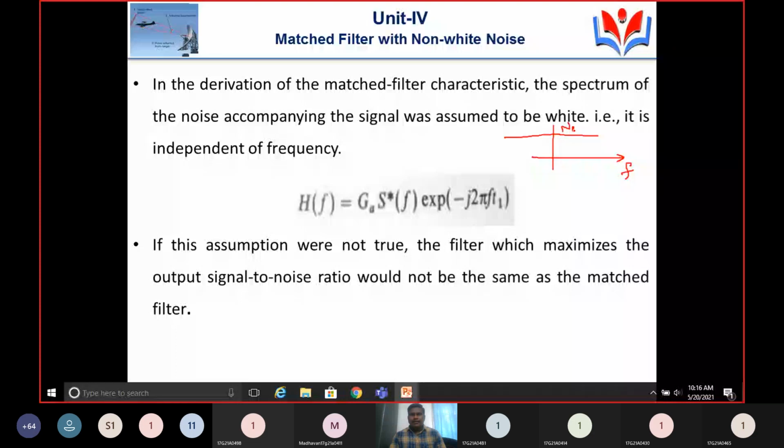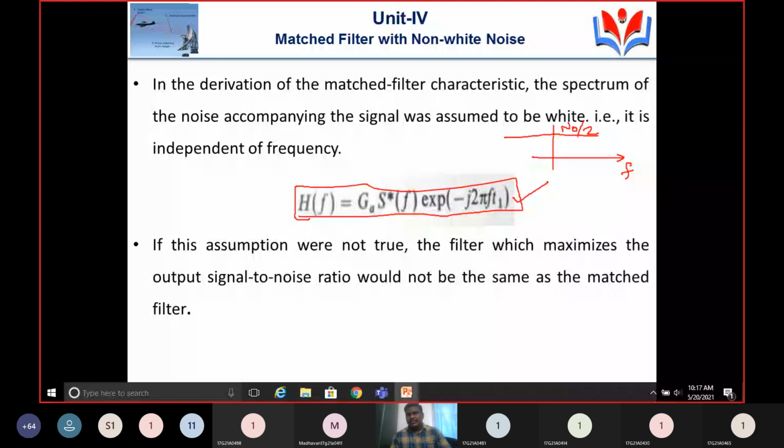Maybe white or Gaussian or some other, we don't know. So if you consider that noise also, the frequency response of the matched filter will vary. This is equal to H of f, where the noise is considered as a denominator. If you take this denominator equal to 1, it is Ga into S conjugate of f e power minus j 2 pi f t. This is the matched filter transfer function, assuming the noise is Gaussian white.